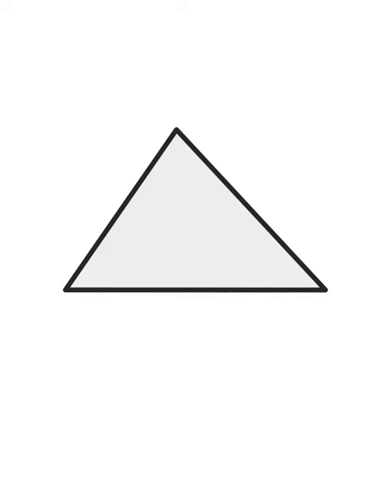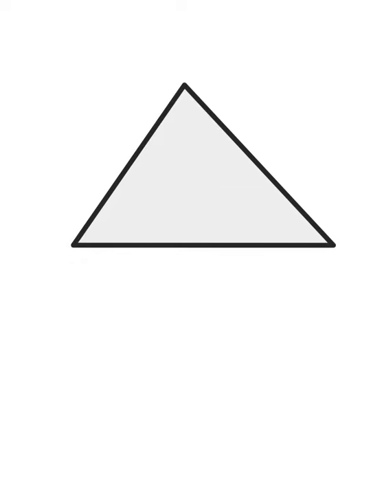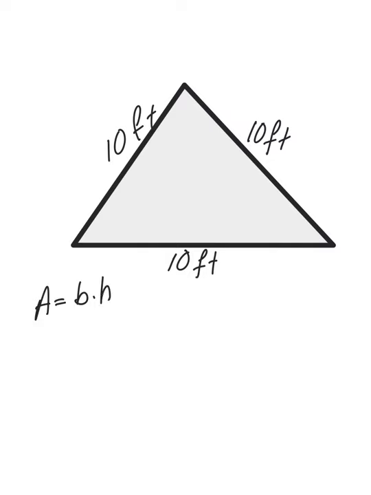Let's say I've got this equilateral triangle, and I'm just going to move this up a bit. There we go. I don't know. We'll do 10 feet. So now remember, if I already know one side is 10 feet, it's an equilateral triangle, I know that all the sides are 10 feet. And again, area is base times height divided by 2. Again, what don't we have? We don't have our height.